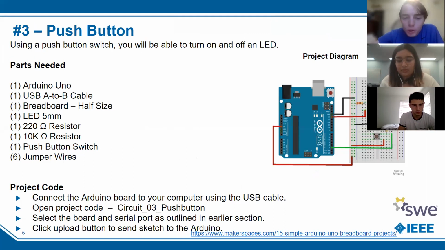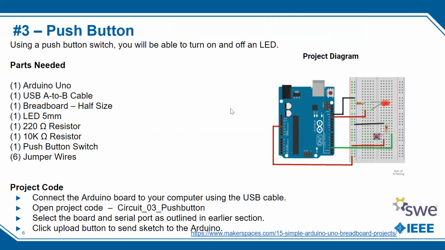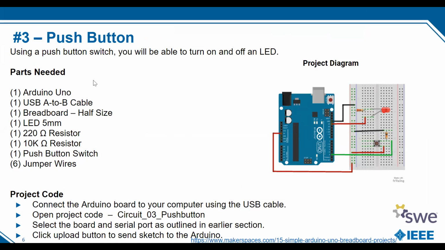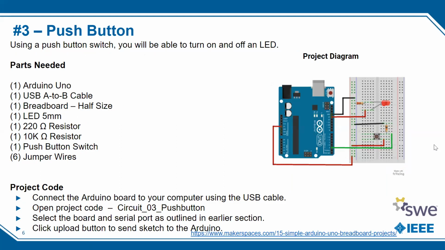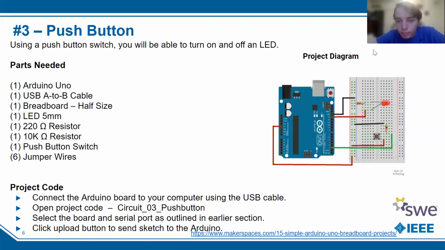Okay, so how the push button works is basically it allows you to turn on and off an LED. So for a push button, these two terminals and these two terminals are connected. So when you push the button, it allows for there to be a connection between the two sides. And so if we want to turn the LED on and off, we have to make sure the push button signal is sent back to the Arduino so it can read it.